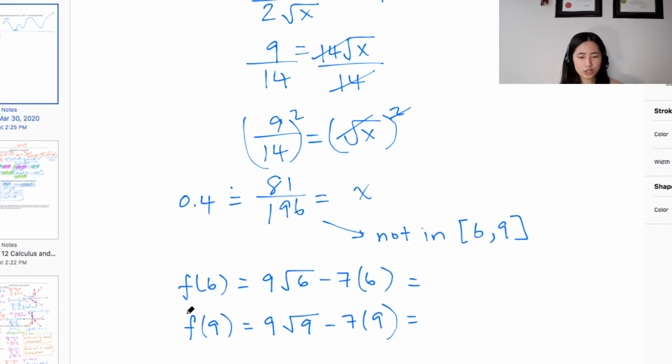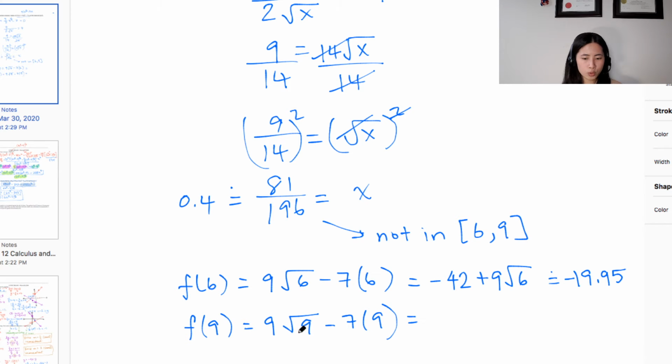Okay, so get your calculator, type this in. You have 9 square root of 6 minus 7 times 6. So this is equal to negative 42 plus 9 square root of 6, which is about negative 19.95. And then on the other hand, if you type in 9 as your x, plug in 9 over here and here.